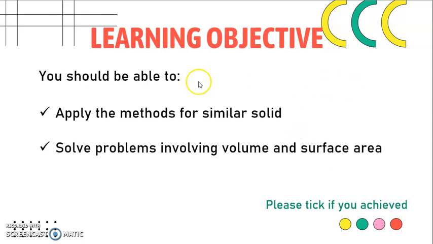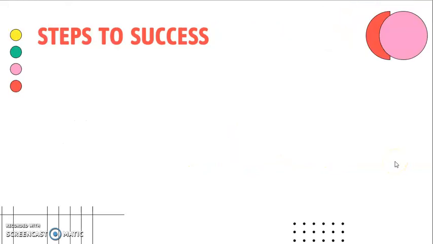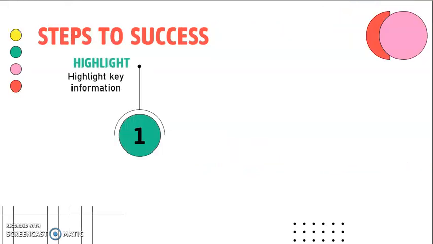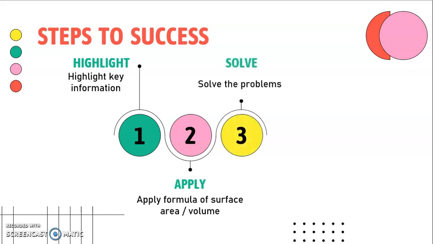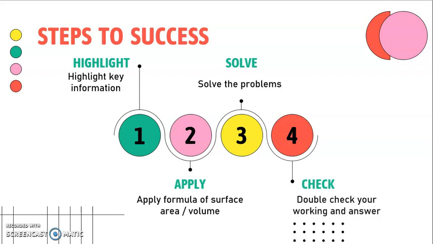By the end of this lesson, you should be able to apply the methods for similar solids, do the calculation, and solve problems involving volume and surface area. The first step is to highlight the key information given, whether it's a length, or what shape or solid it is. Then you apply the formula of surface area or volume, solve the problem, and lastly always double check your working and answer.